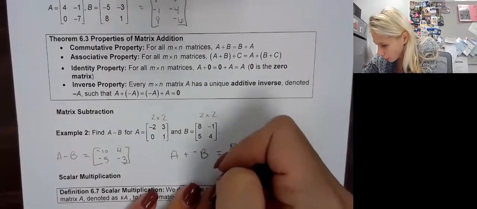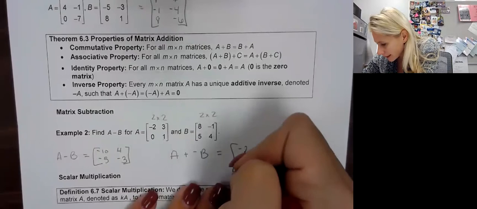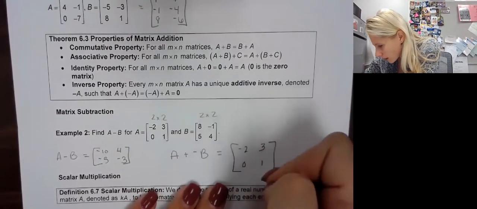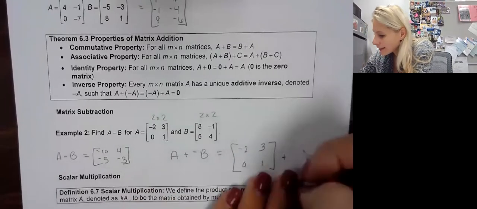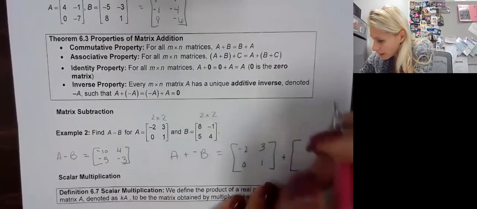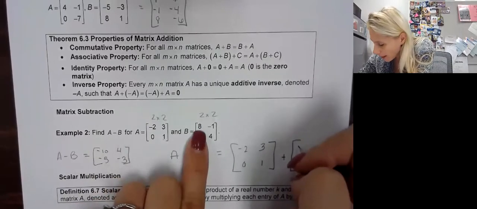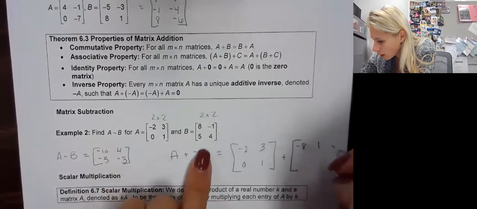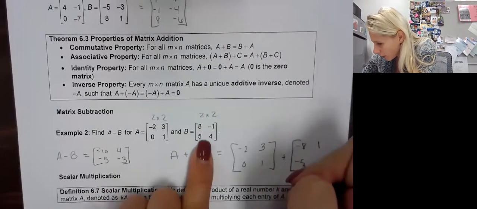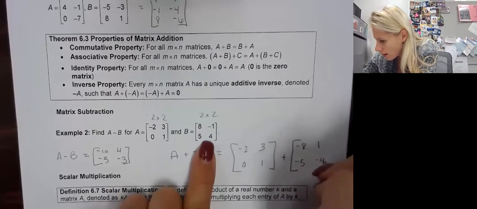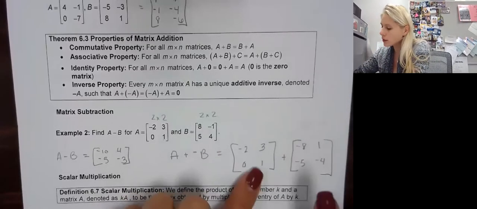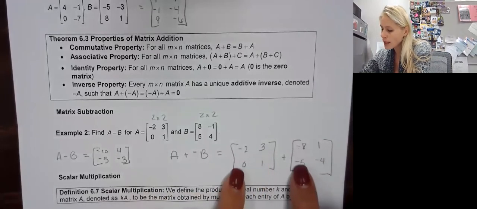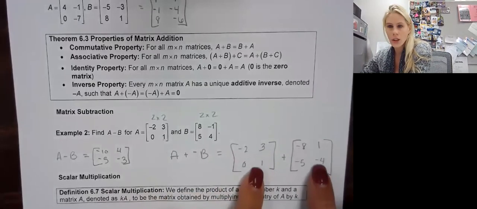So I'm going to show you in the matrices. So my A stays the same. And what I'm going to do is add a -b. -b means I multiply each entry by -1. So this would be -8, +1, -5, and -4. And now we can just think of addition. There's our -10, there's our 4, there's our -5, and there's our -3.